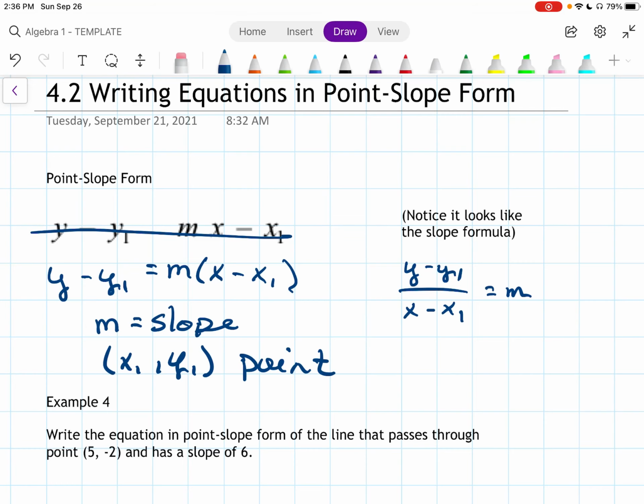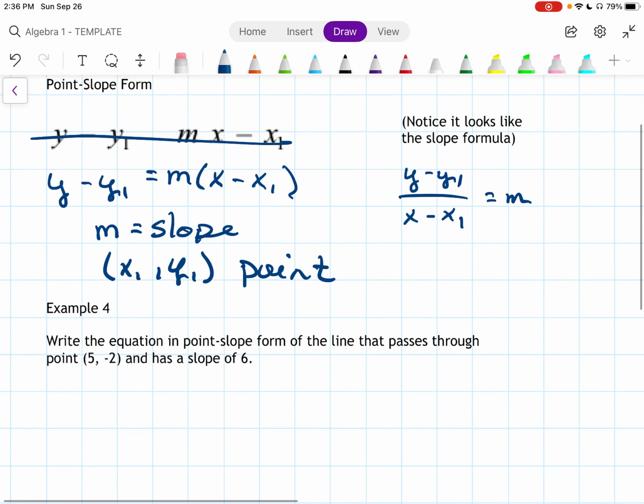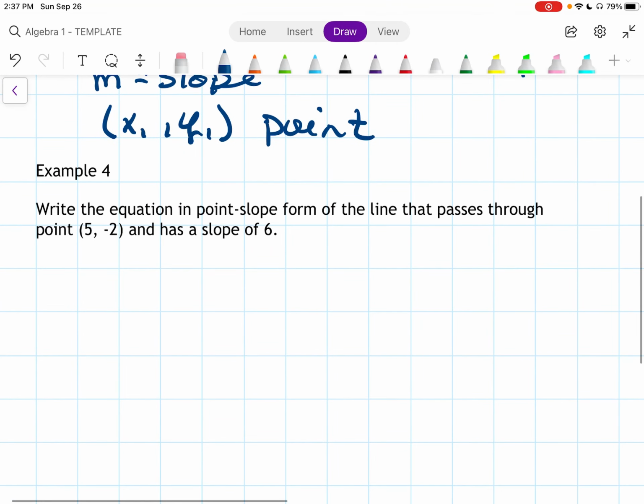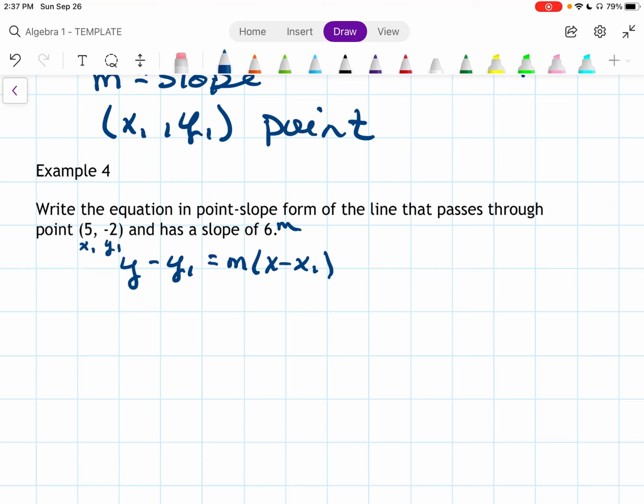So let's look at example 4. Write the equation in point-slope form of the line that passes through the point 5, negative 2 and has a slope of 6. Well, I'm going to copy down my point-slope form. That's y minus y1 equals m times x minus x1. Here's x1 and y1, and there's m. So all I have to do is plug in.